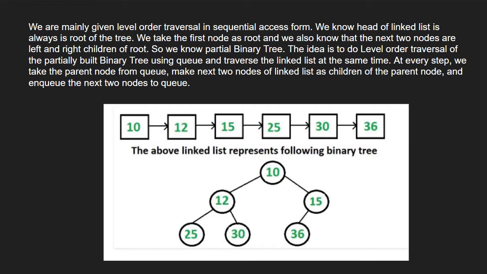The idea is to do level order traversal of the partially built binary tree using queue and traverse the linked list at the same time. At every step, we take the parent node from queue, make next two nodes of linked list as children of the parent node and enqueue the next two nodes to the queue. Now, let us have a look at the algorithm.